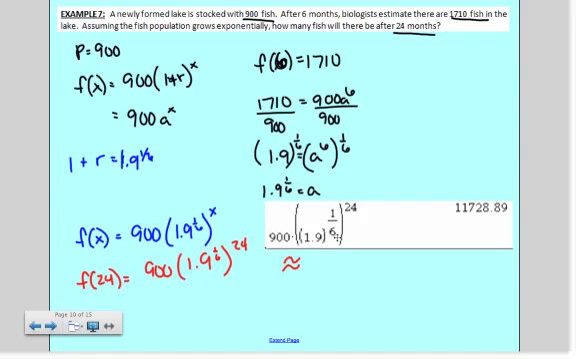All right, so we have here all this lovely math. 1.9 to the 1/6. You can use a caret button for that. And then close parentheses, caret button. There we go. And you get that. So it's approximately, we're talking about fish here, so we don't want half a fish. So 11,729 fish, approximately. All right. So, I'm going to write fish. Yeah, that's good. Units.